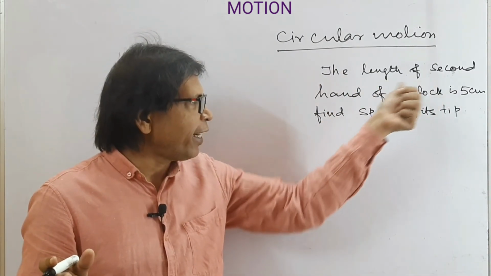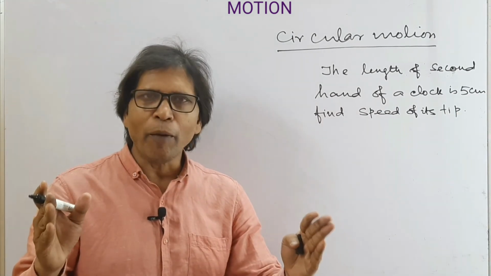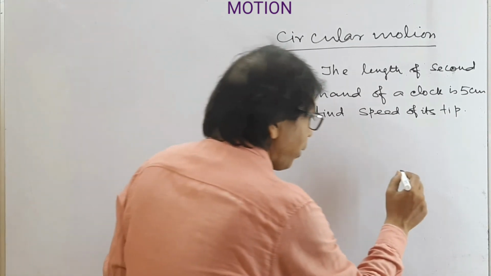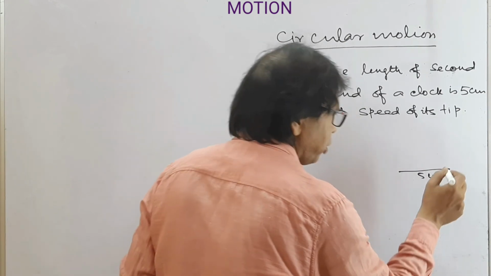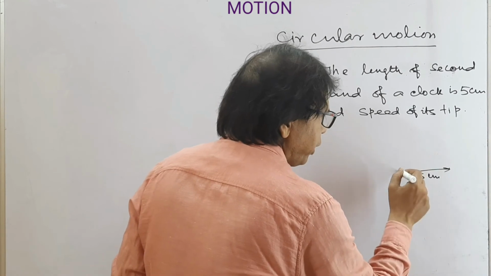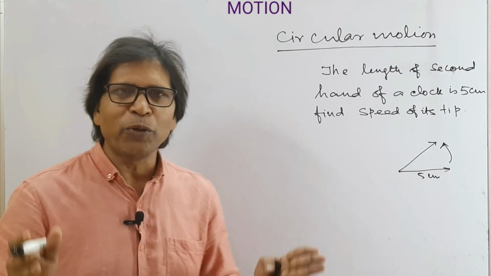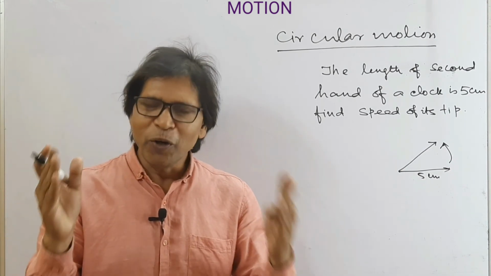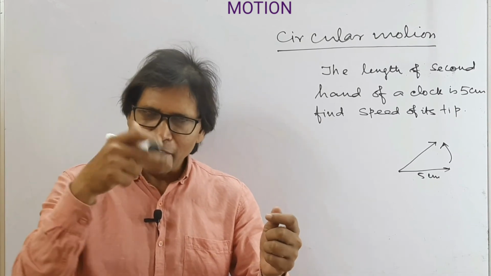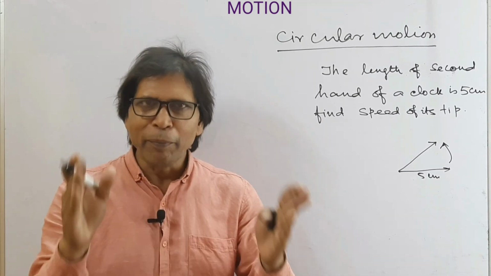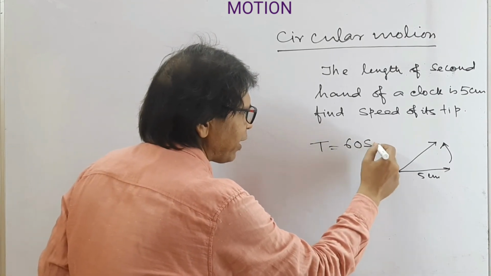Okay, now a numerical. The length of the second hand of a clock is 5 centimeter. Find the speed of its tip. Look at this. Suppose this is the second hand of a clock. Its length is 5 centimeter. It turns in a circular path with time period T equal to 60 seconds. You know, in 60 seconds, the second hand of a clock turns one round. So its time period T equals 60 second.